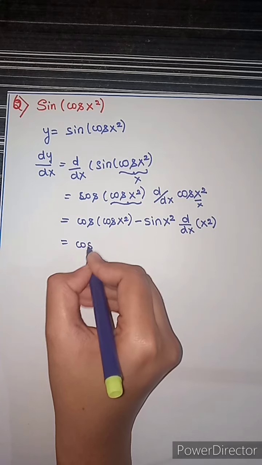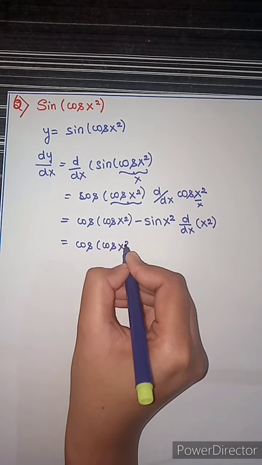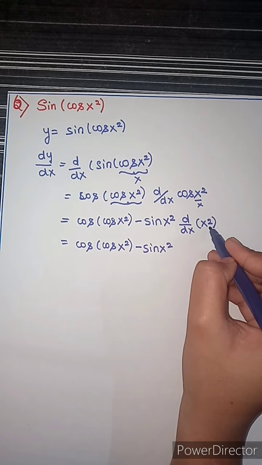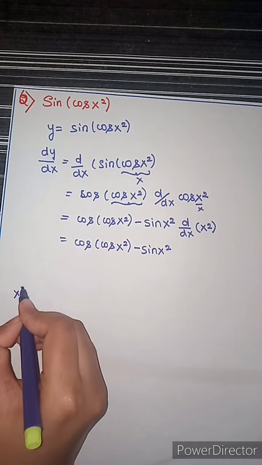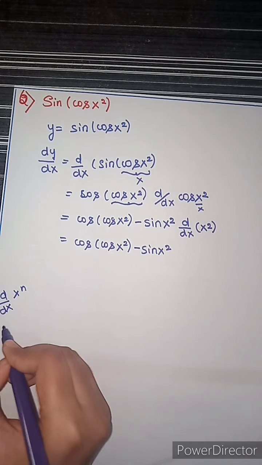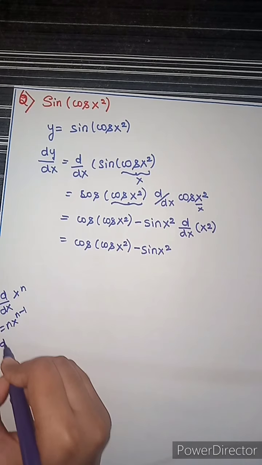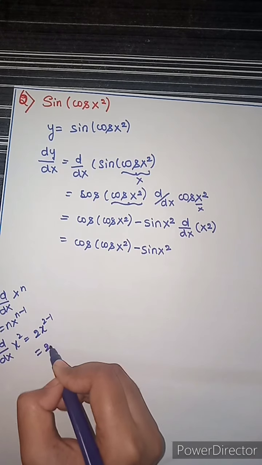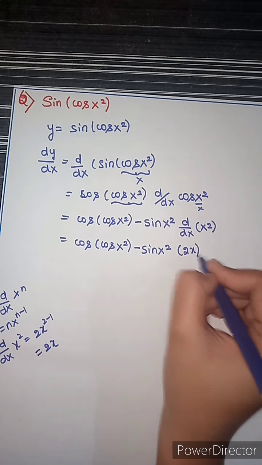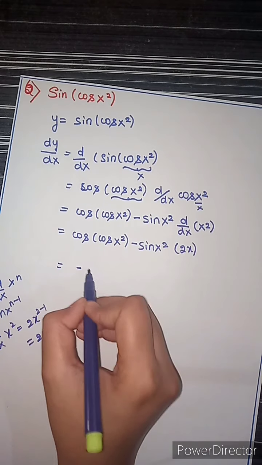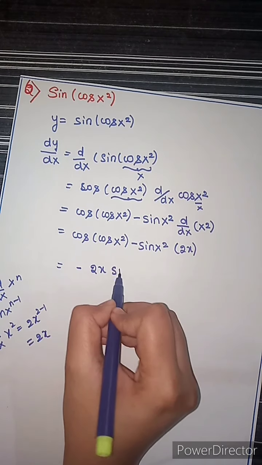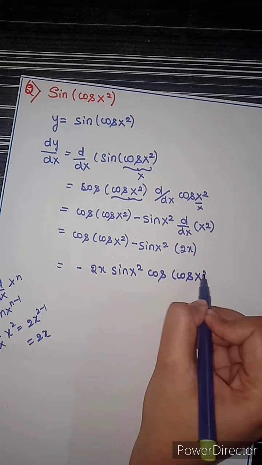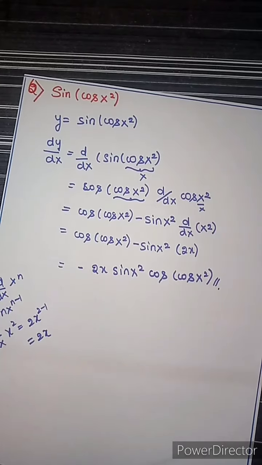In the next step, cos of cos x square as it is, minus sin x square. Then d by dx of x square. It is in the form of x power n. Derivative of x power n is n x power n minus 1. So derivative of x square is 2x power 2 minus 1, that is 2x. Okay, that's it. Rearrange this: minus 2x sin x square cos of cos x square. That's it, the sixth one.